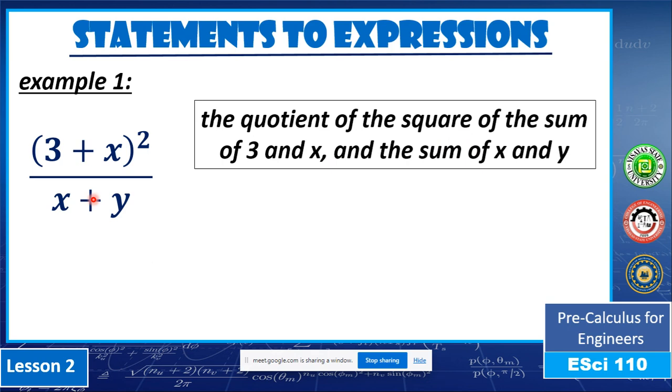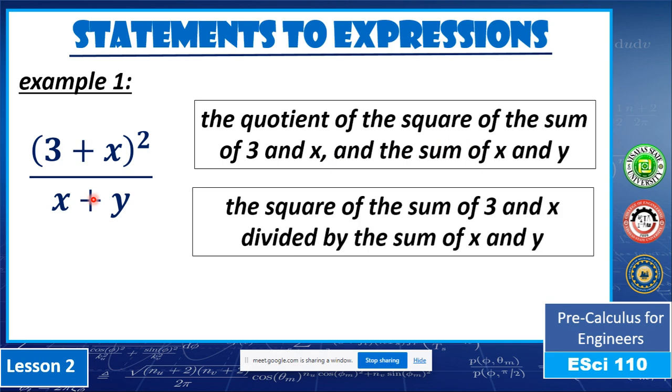You can also state this one in this way. So unahin mo pag state yung numerator, unahin mo yung itaas. So let's say the square of the sum of 3 and x divided by the sum of x and y. Pag sinasabing divided, i-divide pala yun. So simple as that. Divided by x plus y. So very simple. Now let's have another example.